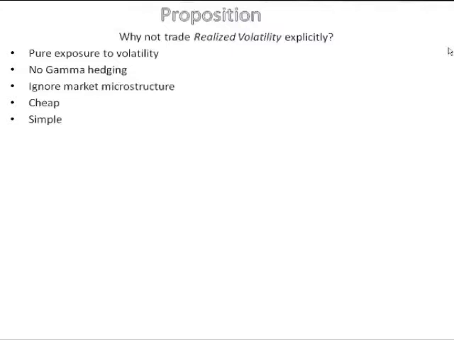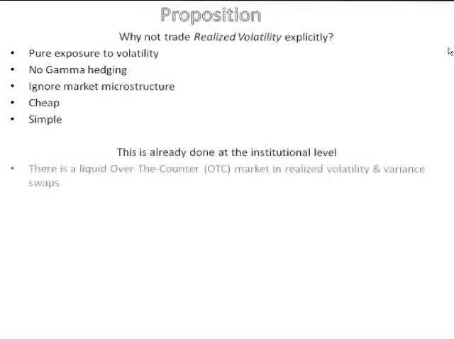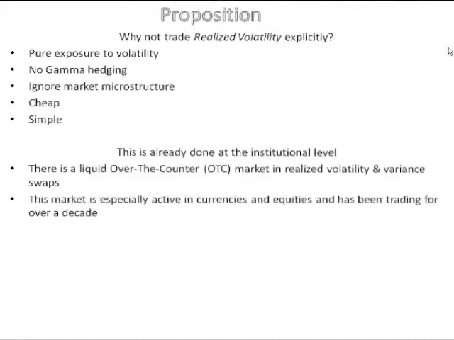It turns out this idea is already done at the institutional level. There's a very liquid over-the-counter market in realized volatility and variance swaps, which are just realized volatility squared. This market has been especially active in currencies and equities, and it's been going on for over a decade. Retail investors have not had market access to this until now.